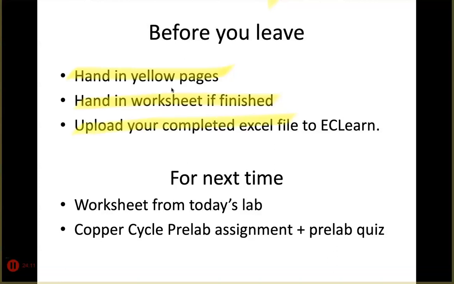I'm also going to need you to upload your Excel file to EC Learn. I will send out a video today, this morning or this afternoon, on exactly what I expect. At this point, it's going to basically be a tutorial. It's probably going to be 100% no matter what if you follow what I do. If you run into trouble, please email me ASAP. Again, I am not going to penalize you if you're struggling to learn online. We are trying to get through this together. Don't worry about this. Next week, we'll work on copper cycle.